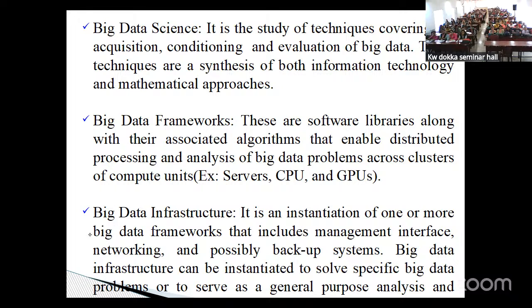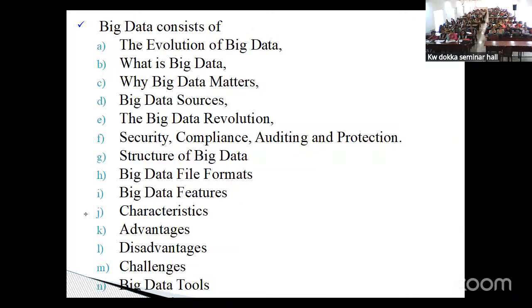You are having different search engines, and so on. So what does this big data consist of? This is important. It consists of evolution. How did it start? What is big data? Why does big data matter? We are going to do all these things now. What are the sources of big data? What is the big data revolution? All this we do now, right?